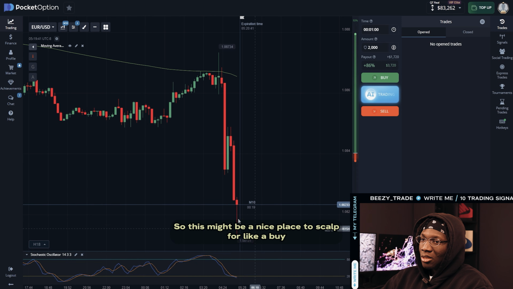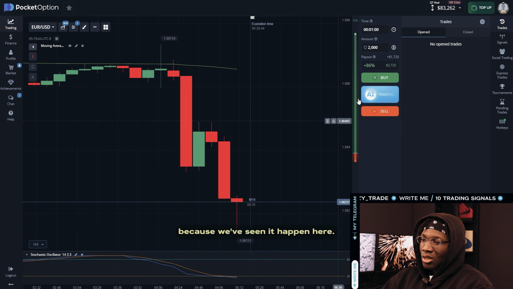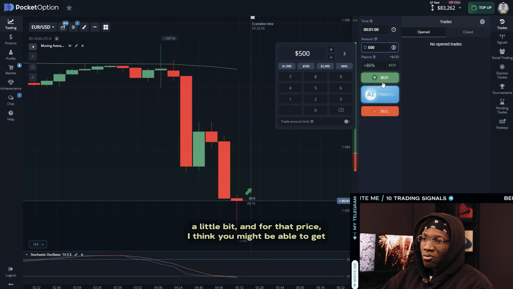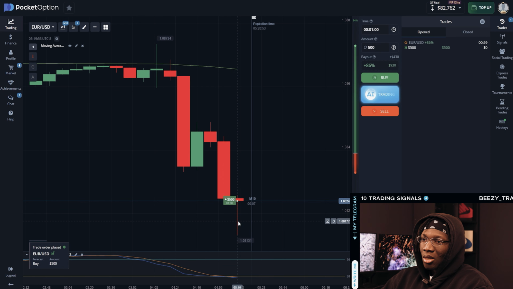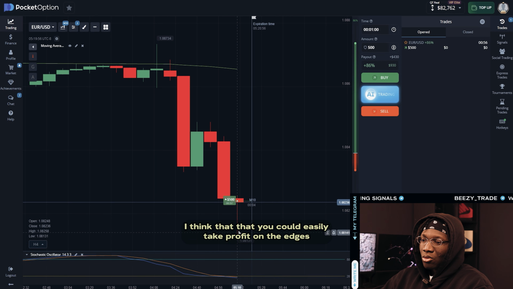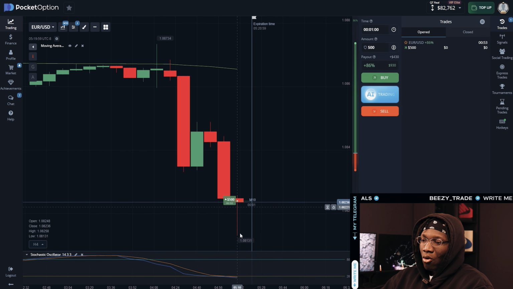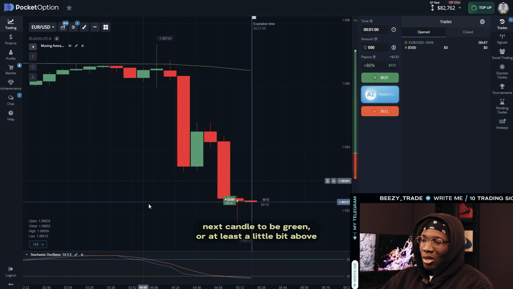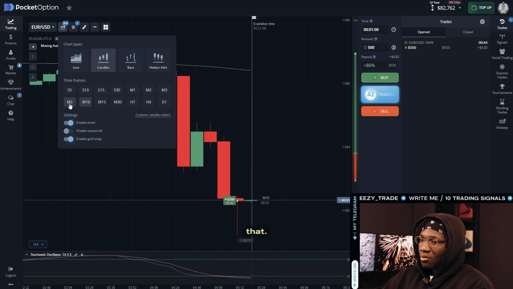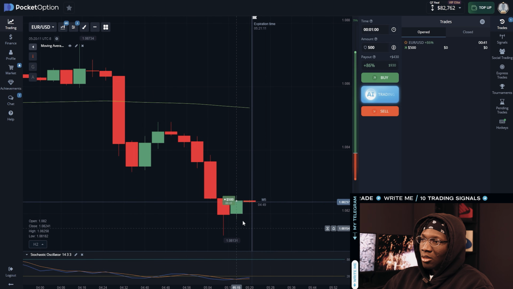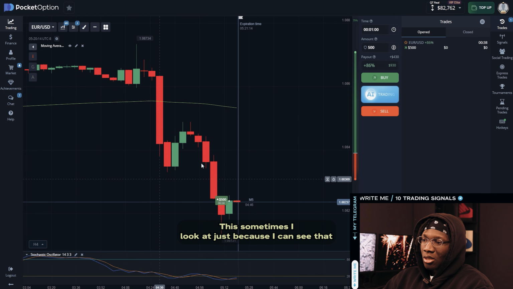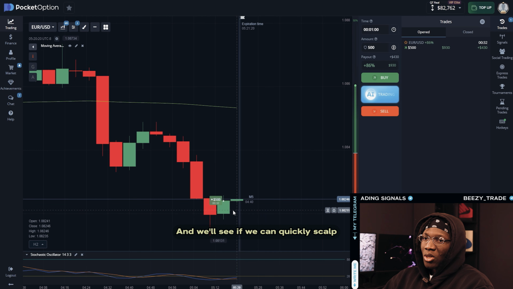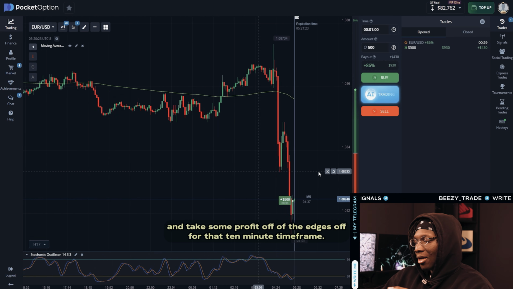So this might be a nice place to scalp for like a buy, because we've seen it happen here. So if you were to go buy for a minute here, let me reduce that price a little bit before that price. I think you could easily take profit on there just off the fact that you see that price being pushed off and you're expecting that next candle to be green, or at least a little bit above that. It's just a quick little thing that sometimes I look at just because I can see that repeat itself in the market, and we'll see if we can quickly scalp and take some profit off of that 10-minute time frame.